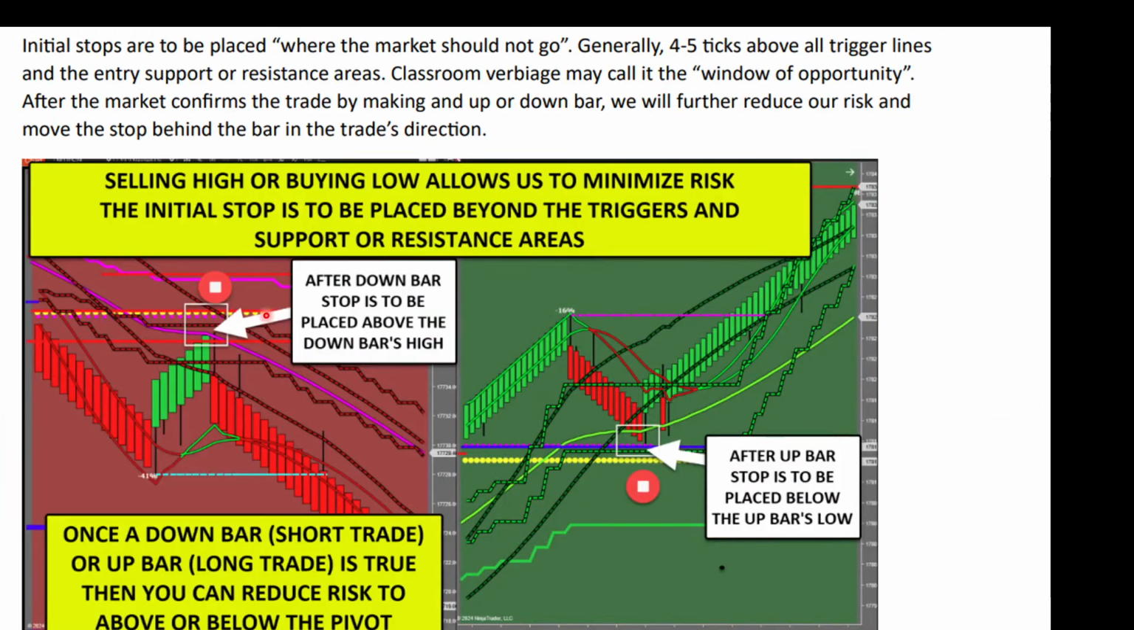So now we're going to start talking management. If you can define where the market is most likely to continue, you have just defined where the market should not go. Generally 4 to 5 ticks above the triggers for a short, below the triggers for a long, guys. This is going to be your first stop placement.